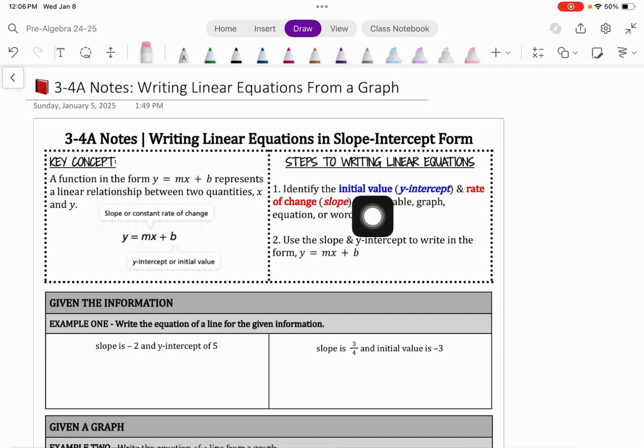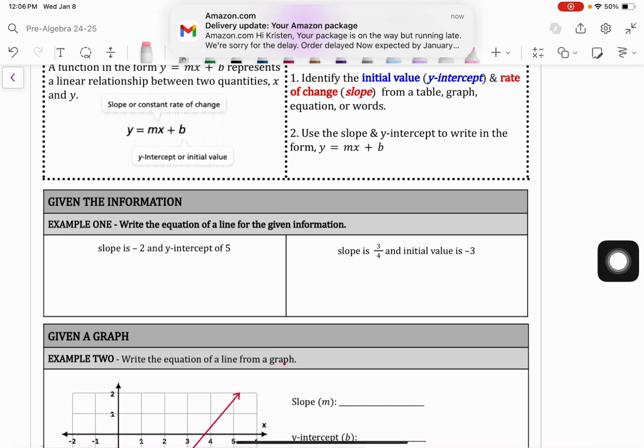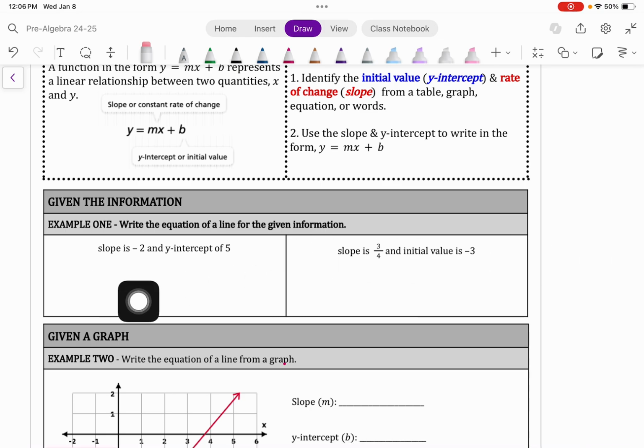We need to identify the initial value, the y-intercept, and the rate of change, the slope, from a table, graph, equation, or words. So we need to identify the slope and the y-intercept, then plug them into the equation. Today we're just going to look at descriptions, and after that we're going to look at a graph. So hopefully this should be review.